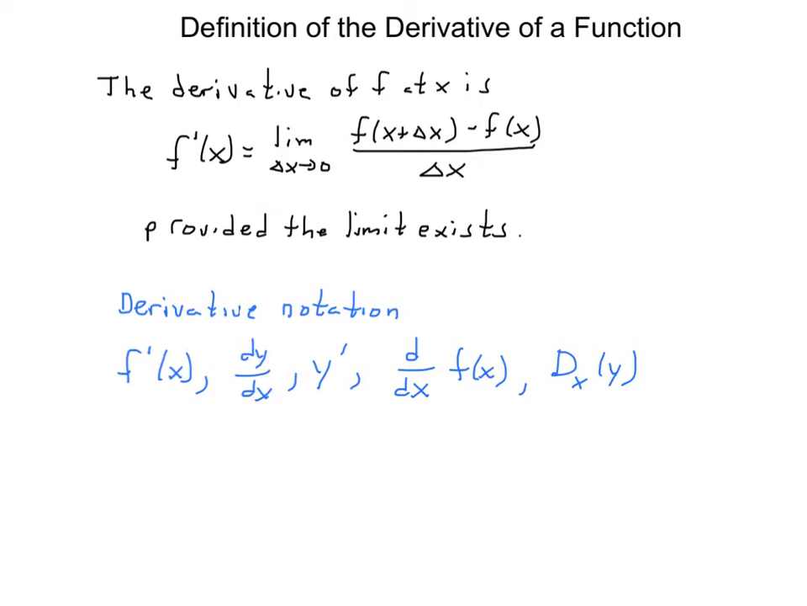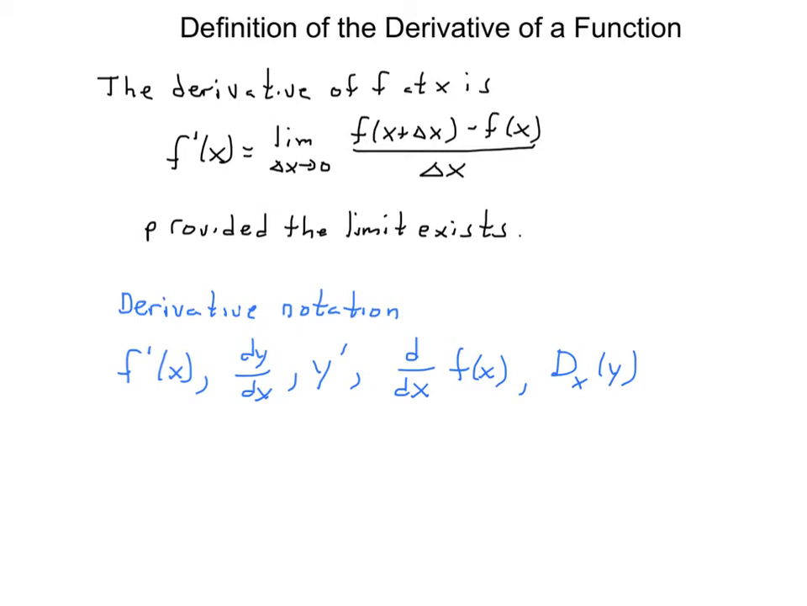The F prime notation, the prime notation that you see, that is Newton's notation. And the fractional dy dx, that is Leibniz's notation. We will use both of them. In some situations, Leibniz's notation is easier and more helpful to work with, and in others, Newton's notation is better. So you should be familiar with both of those types, the prime notation and the dy dx notation.